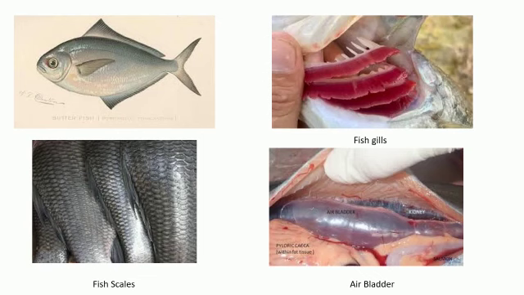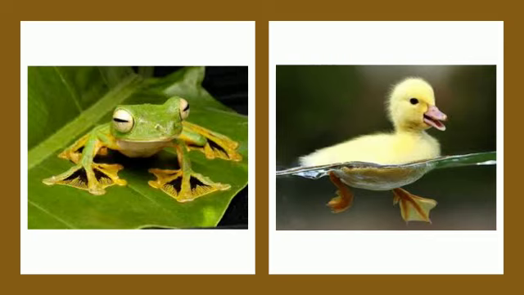You can see the scales on the body of the fish. You can see the gills and air bladders which help them to float. Frog is an amphibian, that is, it can live in water as well as land. If you see a picture of a frog, you will see that it has webbed toes, triangular head, smooth skin which helps it to float. They can breathe through their skin in water, and on land they breathe using the nose and lungs.